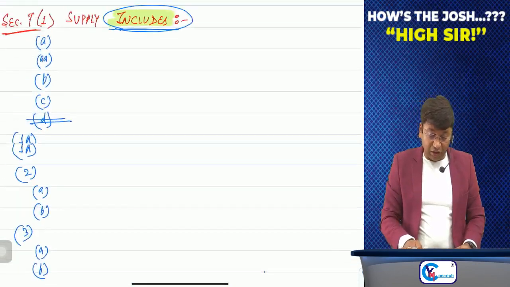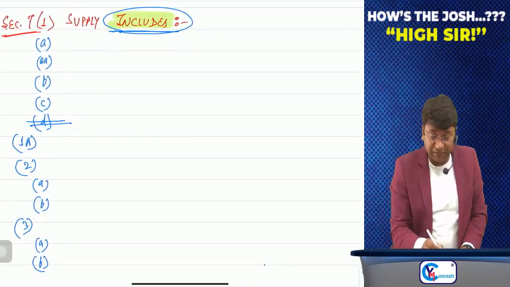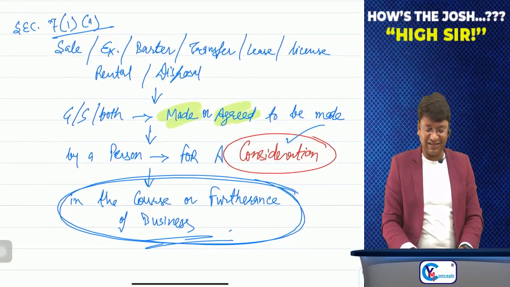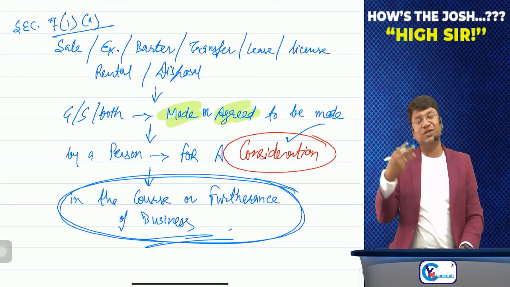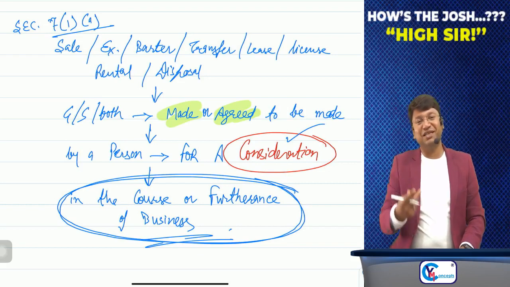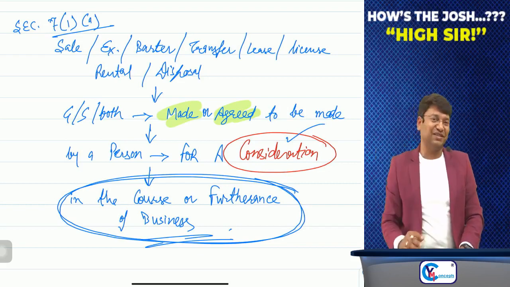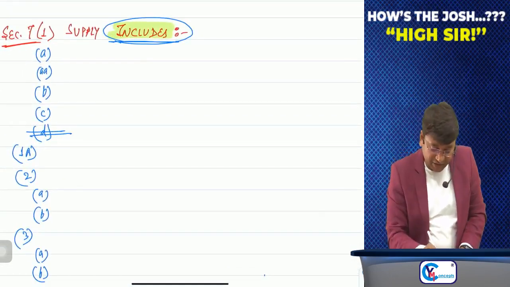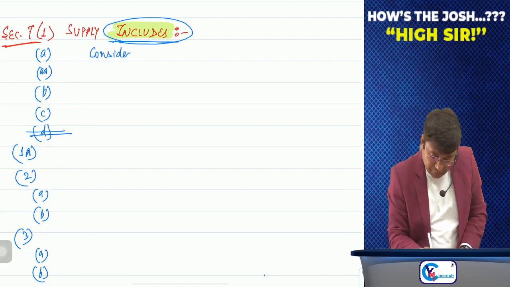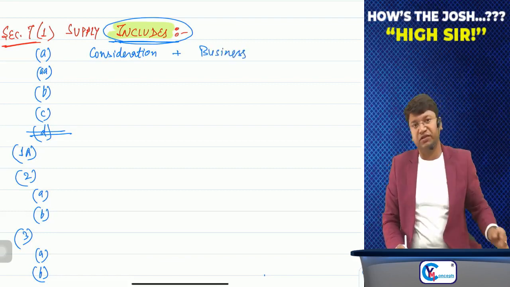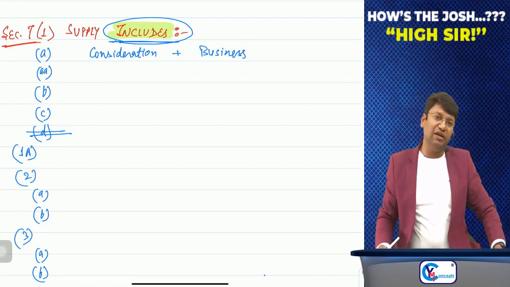The term supply includes all forms of supply such as sale, exchange, barter, transfer, lease, license, rental, or disposal of goods or services or both, when such supplies are made or agreed to be made by a person for a consideration in the course or furtherance of business, then it is supply. So here, in clause A, two components are very essential: consideration plus in the course or furtherance of business. Both factors should be there, then only it will be supply.